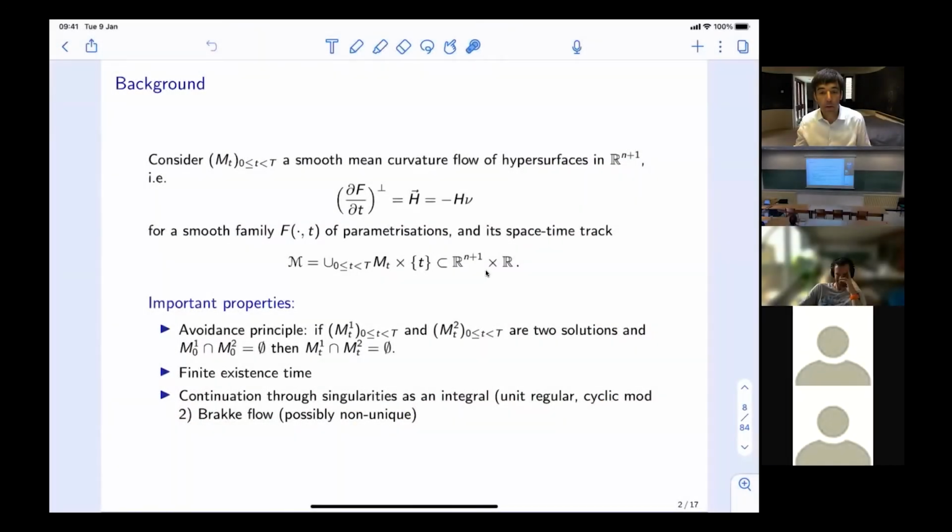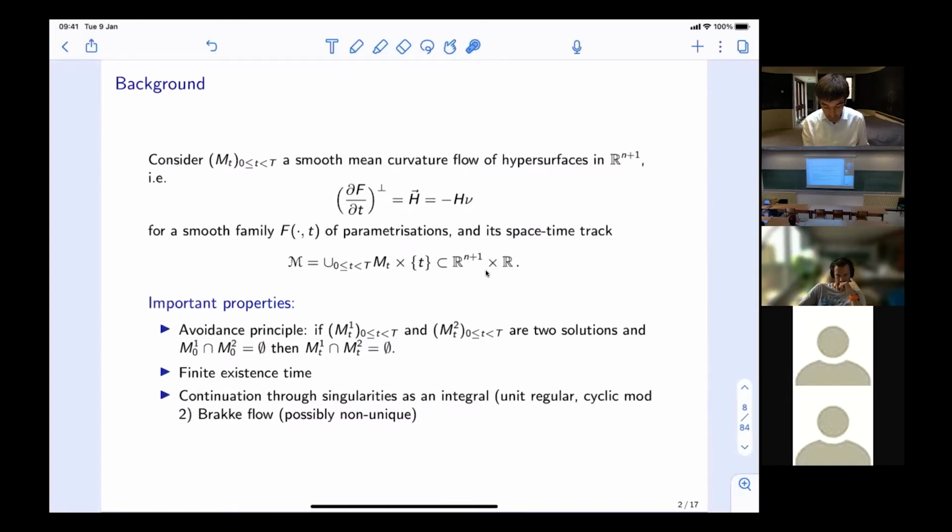So unit regular means that if the flow is smooth and has multiplicity 1, then it can't suddenly vanish. Remember, Ricci flow is allowed to just disappear. Cyclic mod 2 is a weak version of saying you can say what is inside and outside. So you have an orientation. And if you're hypersurfaces, that is expected, that you can do something like this.